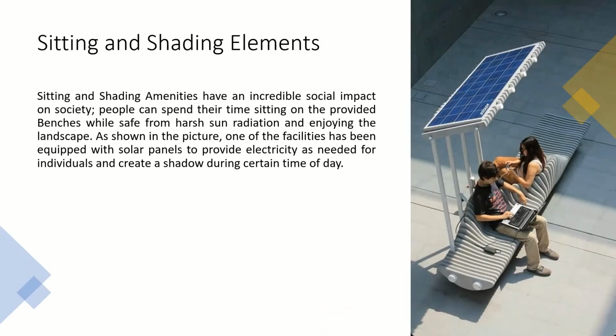By creating seating and shading elements, we can have incredible social impacts on society. People can spend their time sitting on the provided bench while safe from harsh sun radiation and enjoying the landscape. As shown in the picture, one of the proposed ideas is that one of the facilities be equipped with solar panels to provide electricity as needed for individuals and create a shadow during certain times of the day.